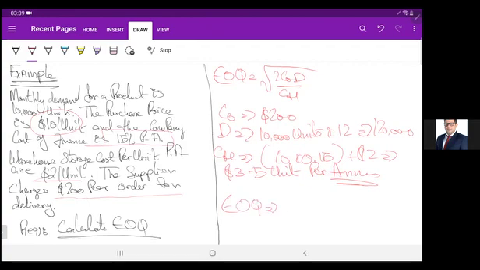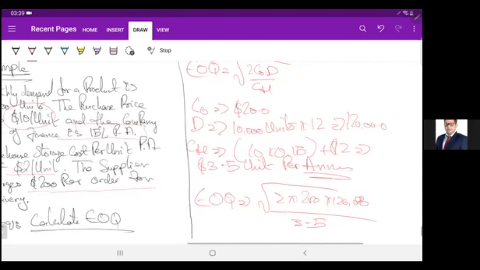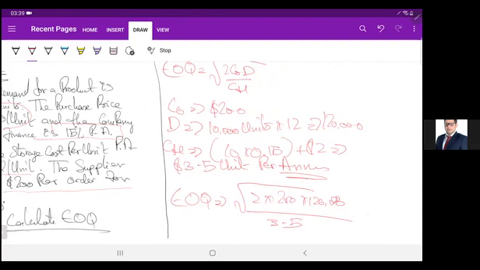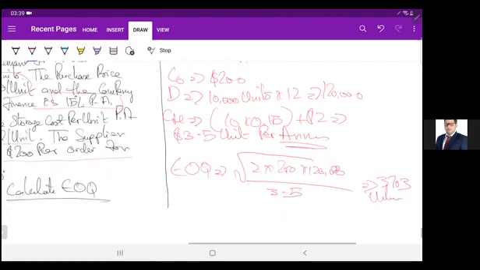Now EOQ is under root 2 multiplied by 200 multiplied by 120,000 divided by 3.5. What will I get? Solve under root and bracket all of the division and multiplication. I'll get 3,703 units per order as my economic order quantity. So we are done with this. Now we are done with the second example as well.